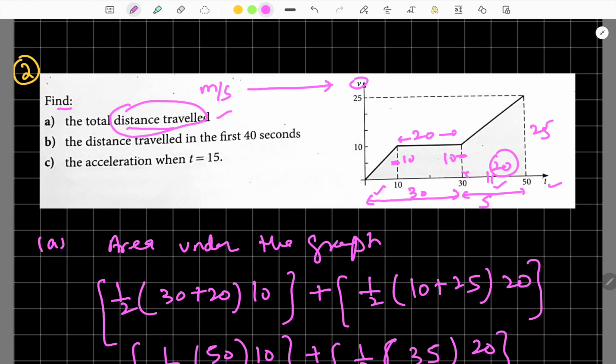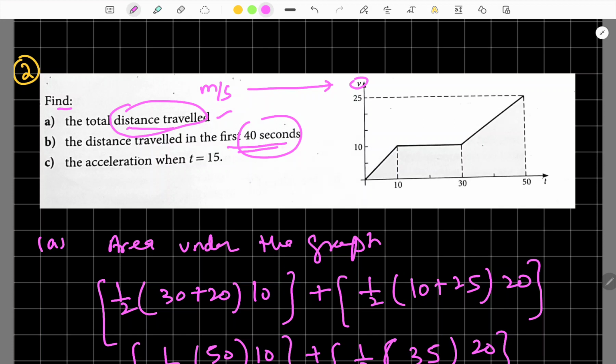Okay beta, now the second part. The distance traveled in the first 40 seconds, right? So let me just erase beta whatever we have just labeled, so that there is no confusion in the second part. Okay. Now this is the question in front of you. The distance traveled in the first 40 seconds. So let's say this is 40, right?